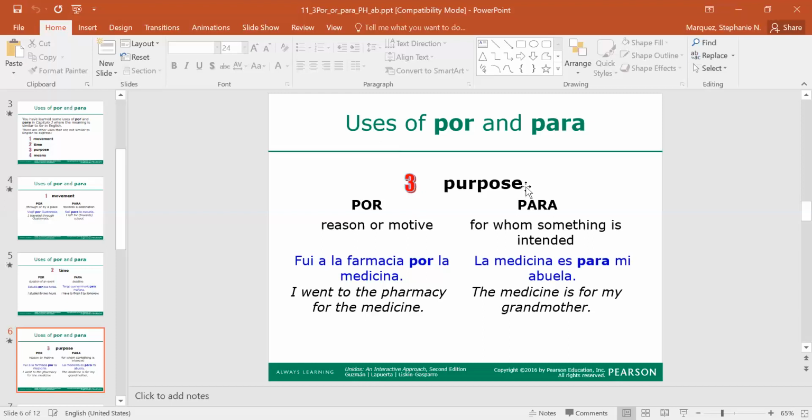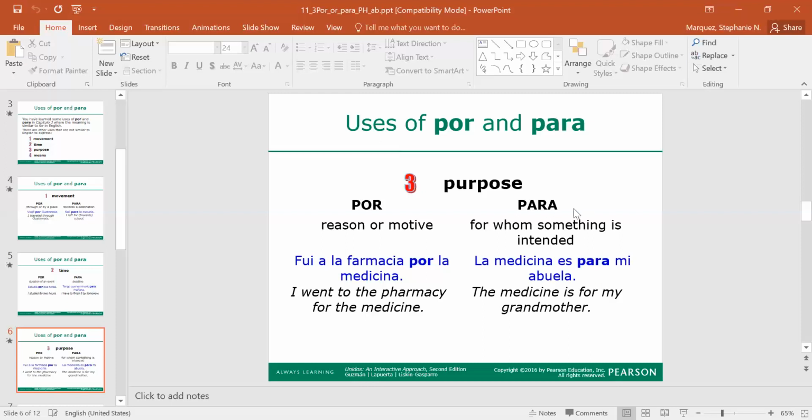In terms of purpose with para, we think about this as recipient. So even though it doesn't use the word recipient, they're saying for whom something is intended, meaning who is going to be the recipient of something. It says, la medicina es para mi abuela. La medicina es para mi abuela. The medicine is for my grandmother. So again, we have for, so we have para, meaning for. Again, we've seen a couple of examples where it doesn't mean for, it meant by or through, or it can mean along. But we have para, meaning for, and what is the reason for that?